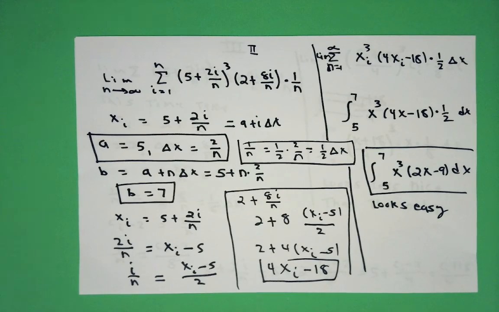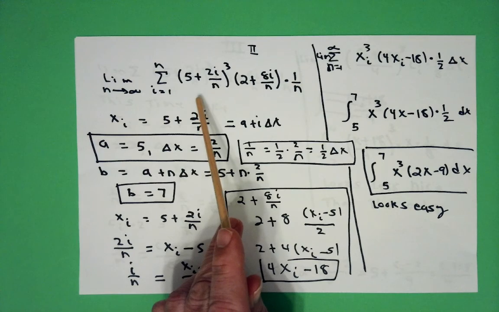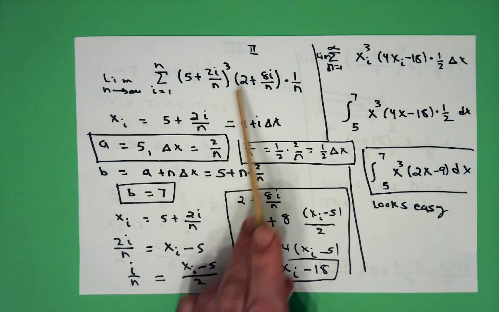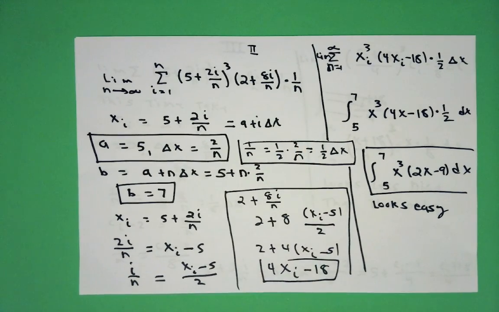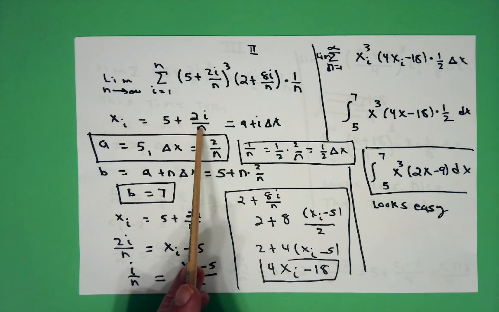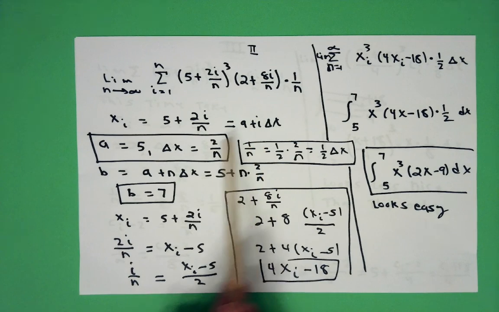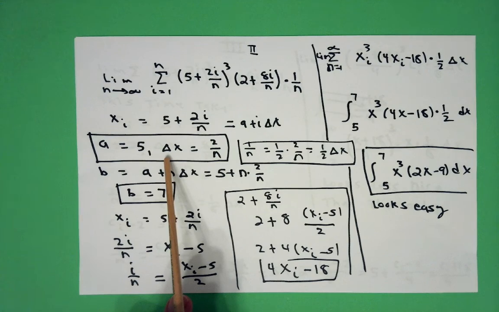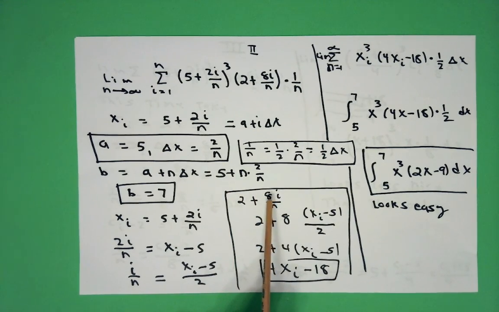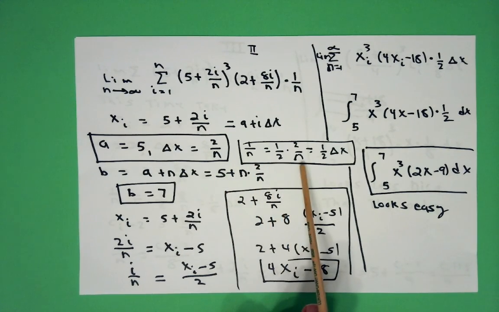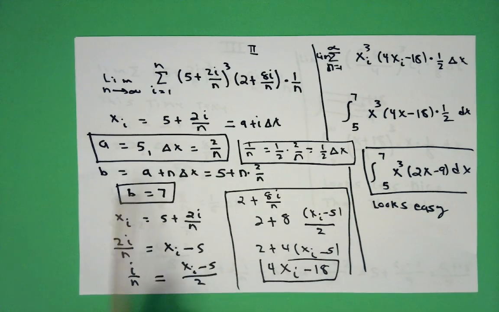In this limit problem, there's more than one candidate for the ci. I have a constant plus 2 over n times i inside the cubing function. I also have 2 plus 8i over n and a factor of 1 over n. For this first choice, I'm going to make x sub i the quantity that I'm cubing. x sub i will be 5 plus 2i over n. Thinking of that as a plus i delta x, you immediately see that a is 5 and delta x is 2 over n. Then at the end of the product, I have 1 over n, but delta x is 2 over n. 1 over n is half of 2 over n. It is half of delta x. b is a plus n times delta x, 5 plus n times 2 over n, which is 7.